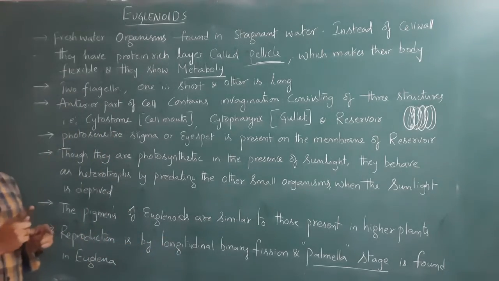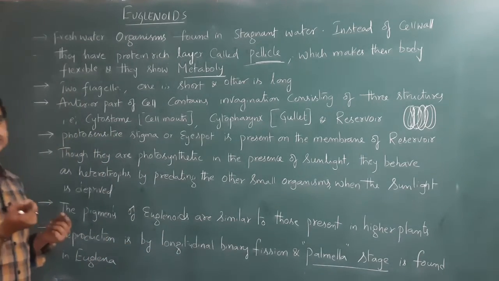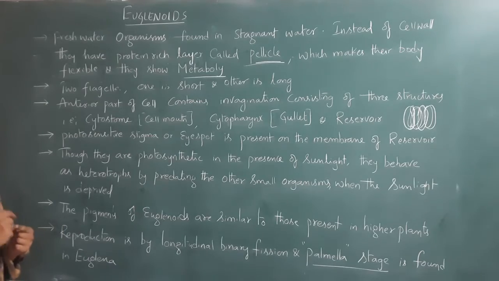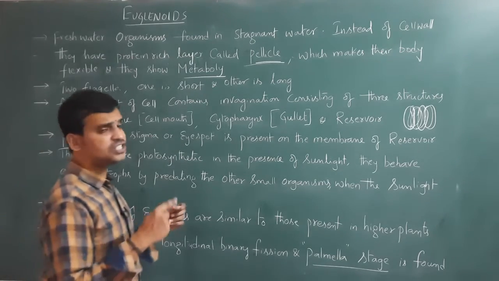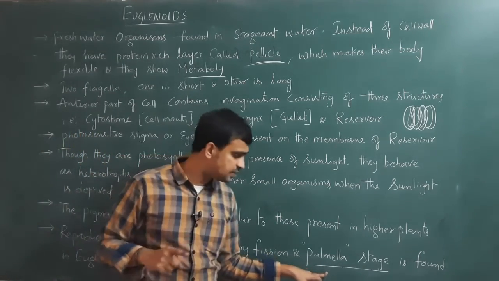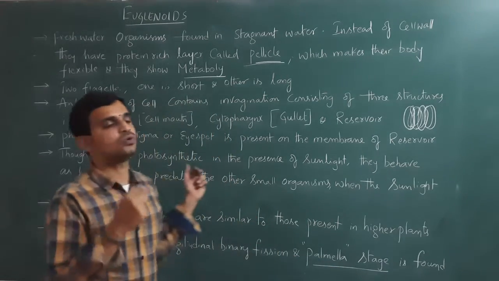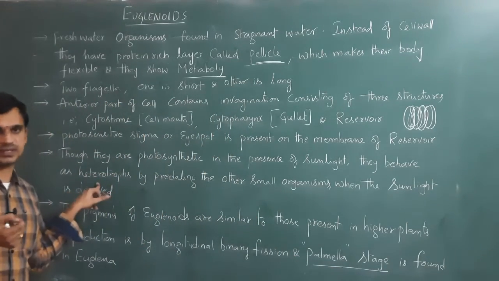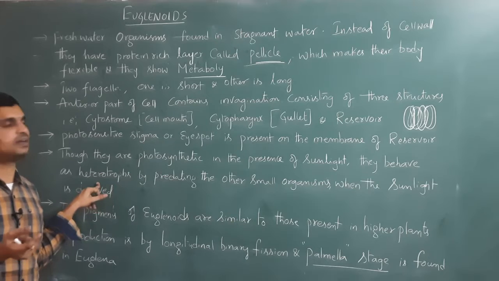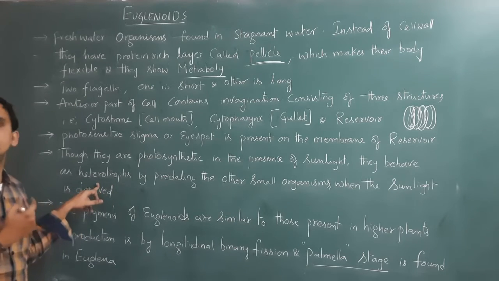So each cyst consists of 32 forms of euglenoids, daughter forms. Now the gelatinous mass along with cyst is called palmella stage. So the daughter forms consist of flagella again. So this is about euglenoids.